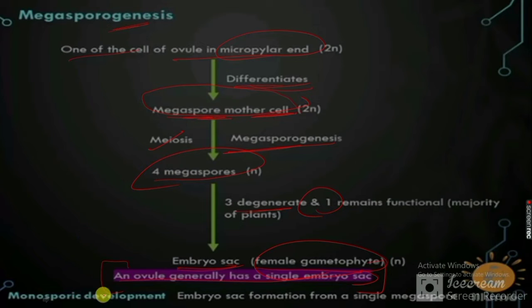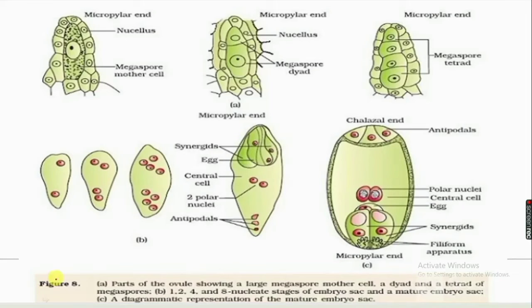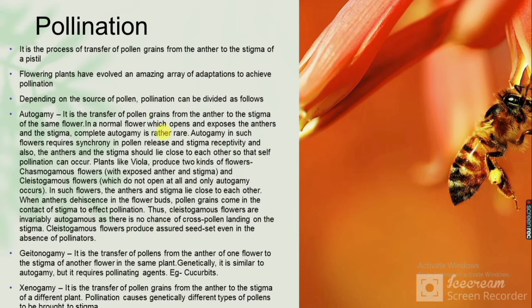Monosporic development is embryo sac formation from a single megaspore. If the embryo sac is formed from a single megaspore, then it is known as monosporic development. Here you can see the diagram. This is the micropylar end, this is the nucellus, and this is the megaspore mother cell.